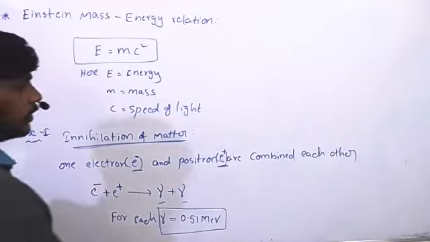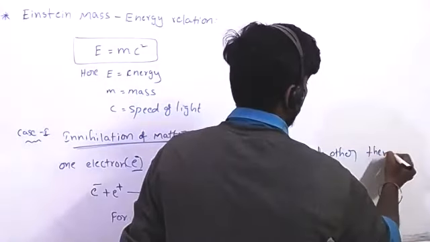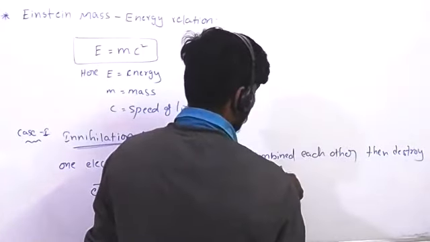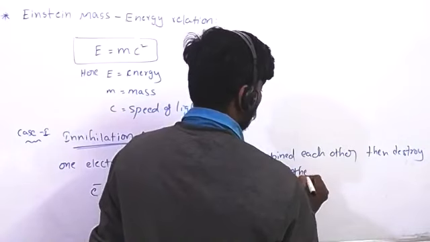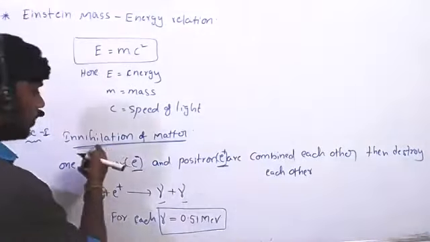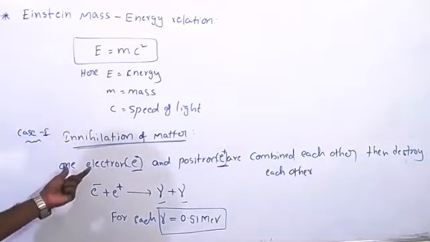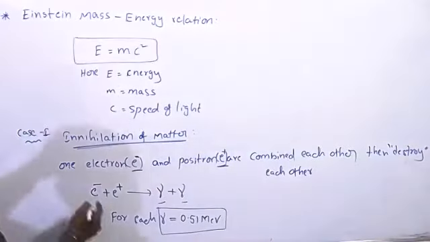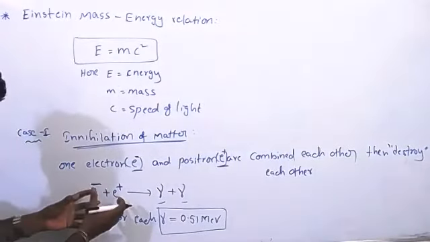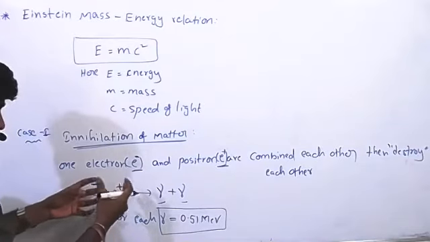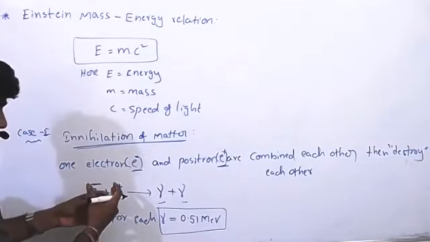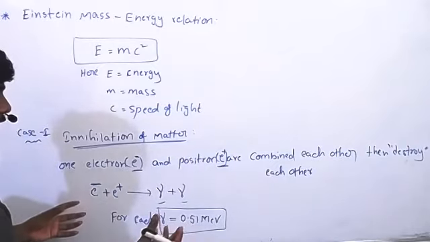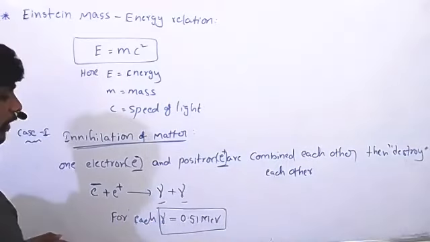Each other, then destroy each other. That is called annihilation. So annihilation is nothing but destruction. So when one electron and one positron combine and come close together, both will destroy each other. So when there is a destruction, what will happen? It releases energy in the form of gamma.